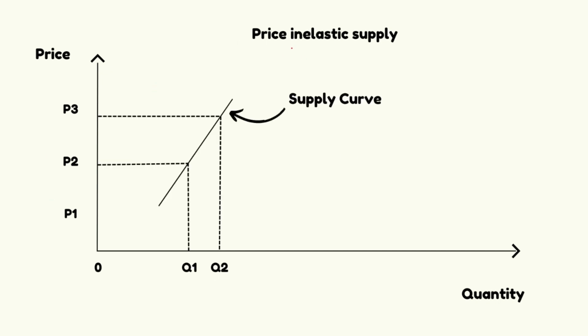This is the supply curve for price inelastic supply. This is where the percentage change in price is higher than the percentage change in supply quantity. The price elasticity of supply is between 0 and positive 1.